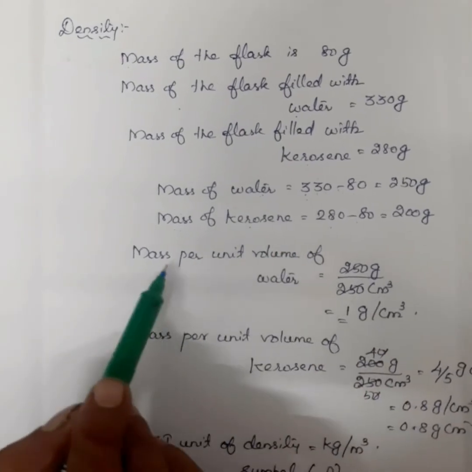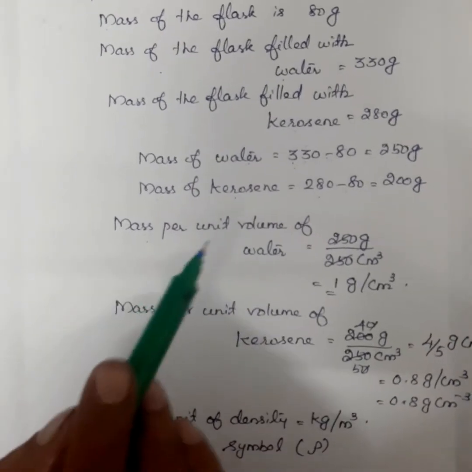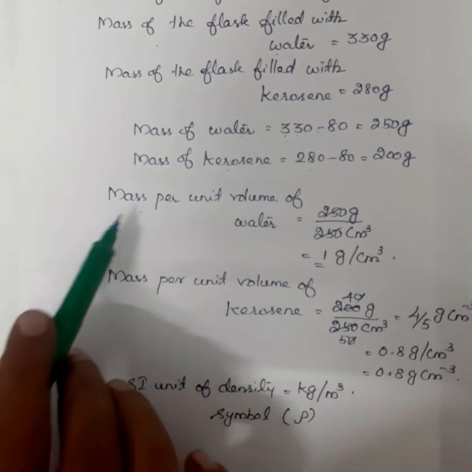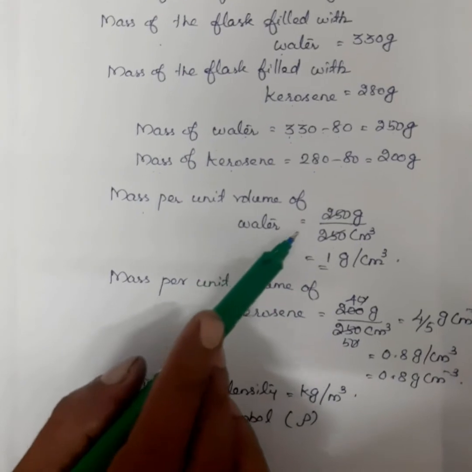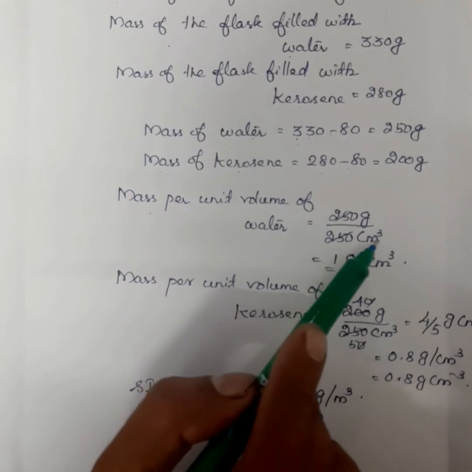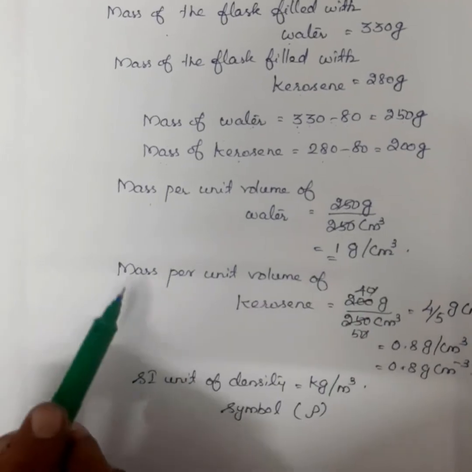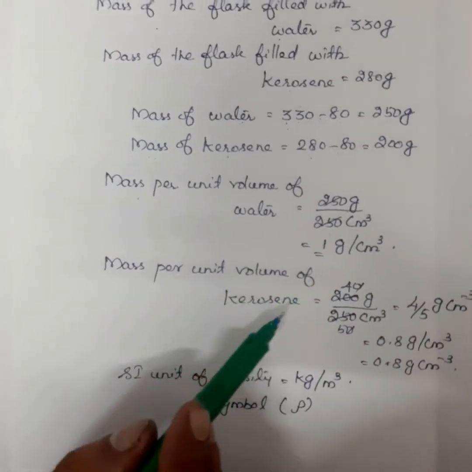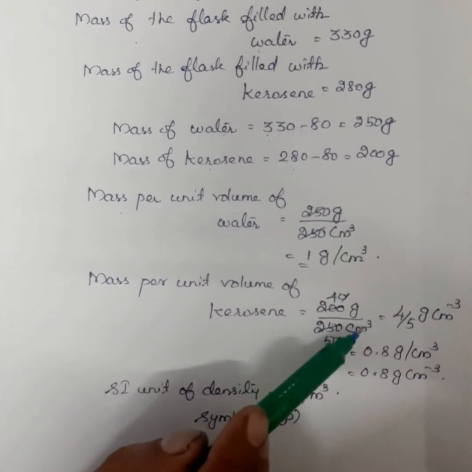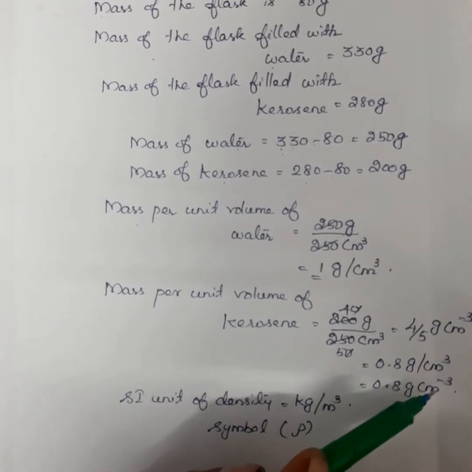Now you find out the mass per unit volume of water. The mass per unit volume is equal to density. So mass per unit volume of water equals 250 gram divided by 250 centimeter cube. That is equal to 1 gram per centimeter cube. So mass per unit volume of kerosene equals 200 gram divided by 250 centimeter cube. That is equal to 0.8 gram per centimeter cube.